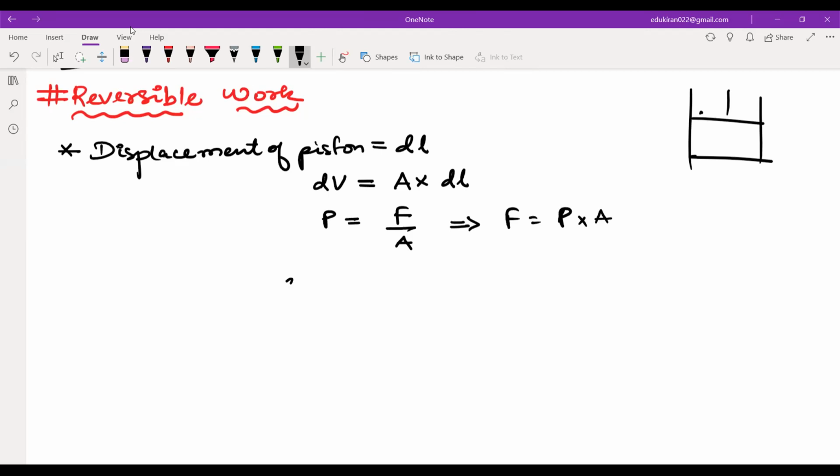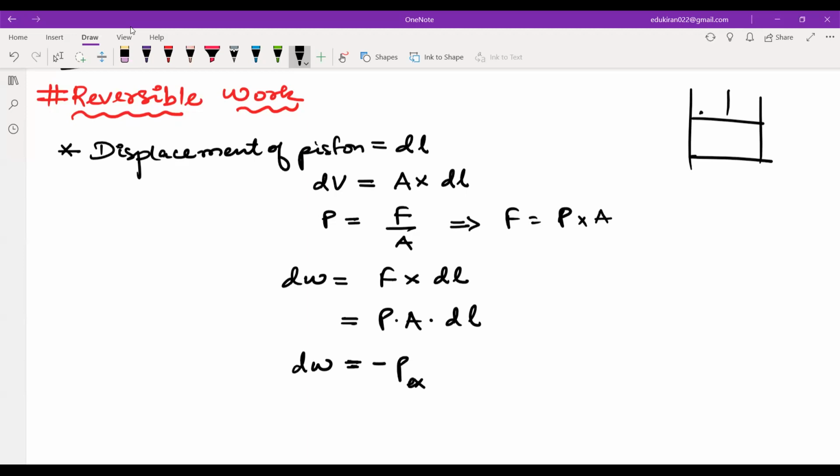And then we can write the small work that I am doing in each step. It will be equal to force times displacement dl, and here force is equal to P into A into dl. So again we will have minus P external. I hope you understand why the minus sign is there, because we are having work because of the change in volume. That is why we have to give a minus sign here. We have explained this in the previous example.